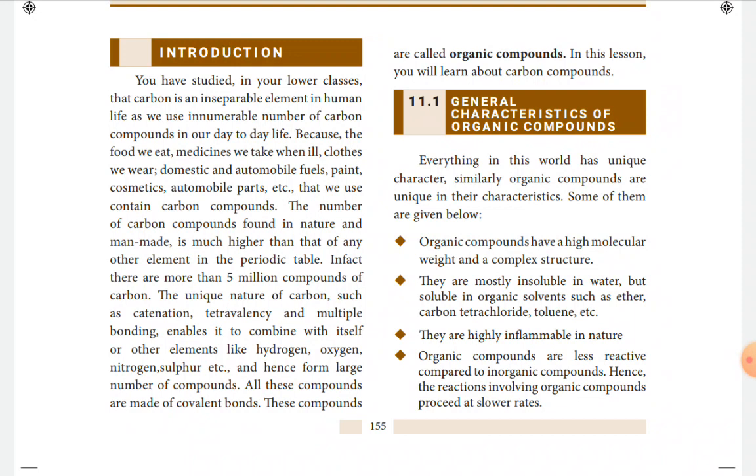So my dear students, there are a number of carbon compounds known at present. More than 5 million compounds are there. No other element in the periodic table is found to give such a countless number of compounds.